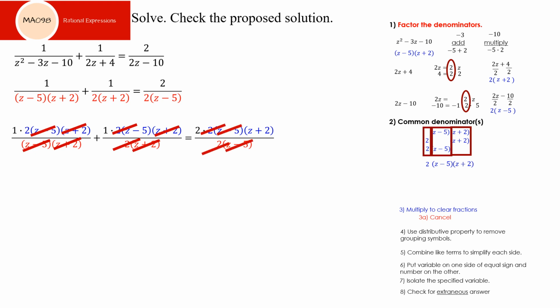All right, let's see what we have left. We have 2 plus 1 times z minus 5 equals 2 times z plus 2. If we look over here, 1 times 2 is where I get my 2. Now here it's a little hard to see, but I only canceled out my 2. So I really have 1 times z minus 5.